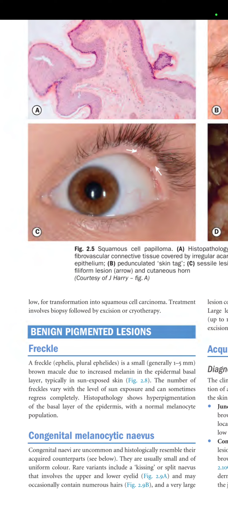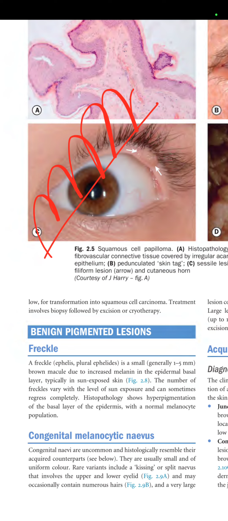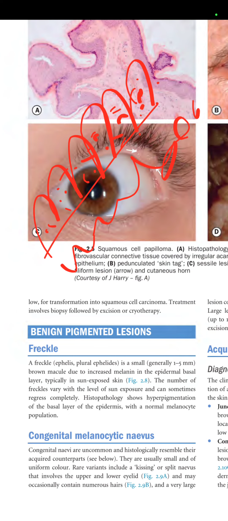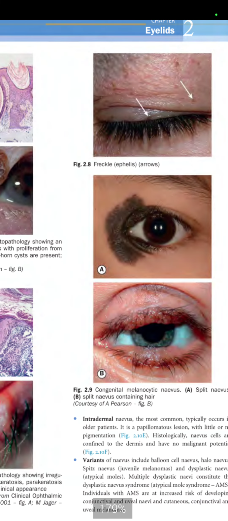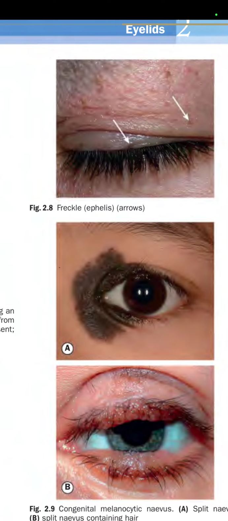And why it happens, the basal layer of the epidermis has melanin in it, and there will be an increased concentration of the melanin in this part, but the number of melanocytes is normal. So you can see figure 2.8. So 2.8 is showing the freckle. It is a very small color change.